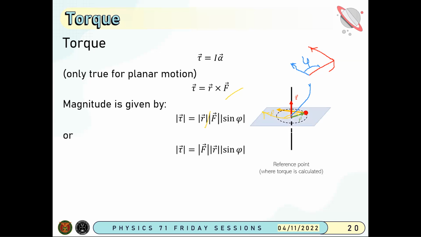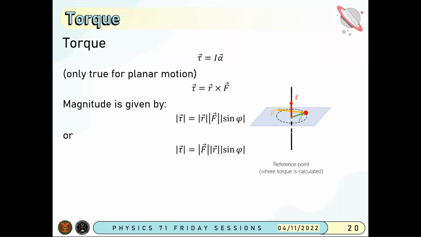Okay? Ayan, mas clear na yung planar motion. So only true lang to for planar motions. Kung nasa same plane yung R and yung F vectors.